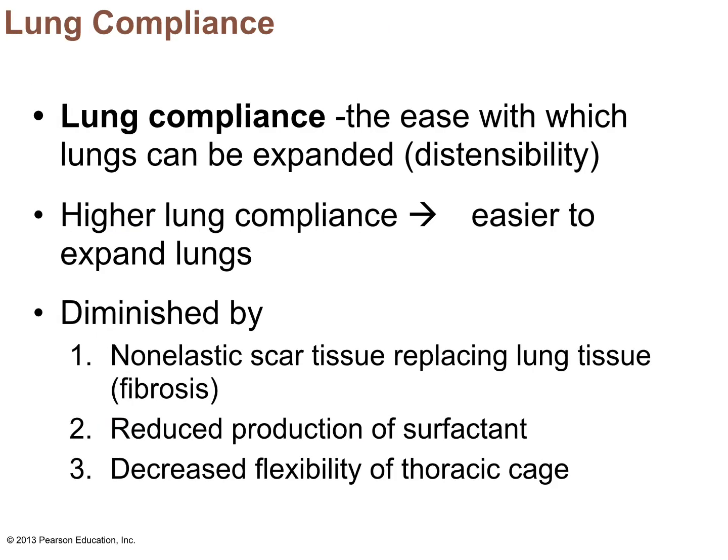All right, the last is lung compliance. This is the distensibility or ability to expand the lungs. And there are things that can affect that like scarring, fibrosis, even a reduced production of surfactant can do that. Decreased flexibility in the thoracic cage from calcifications and things like that. Let's look at the next slide. We have a few more.